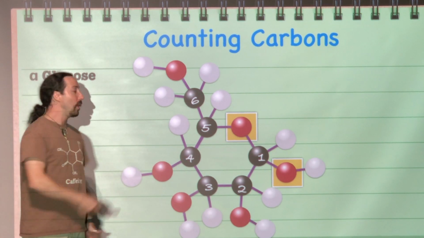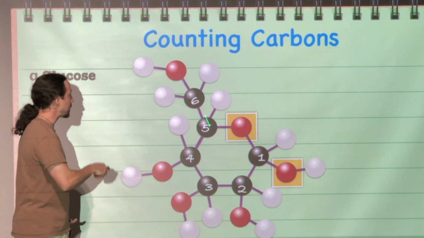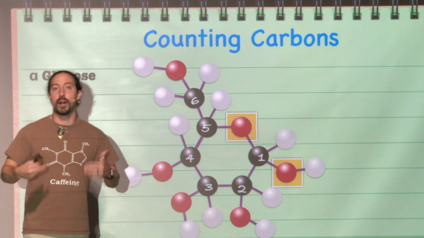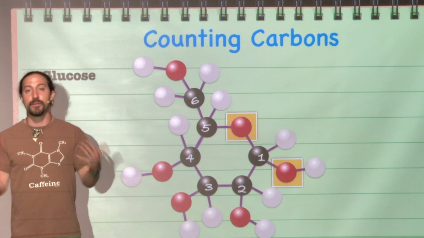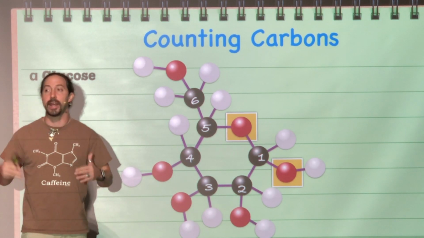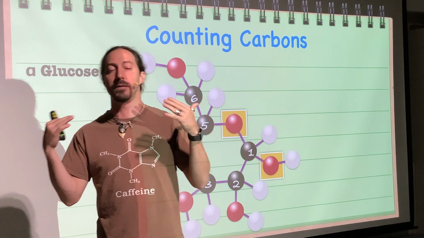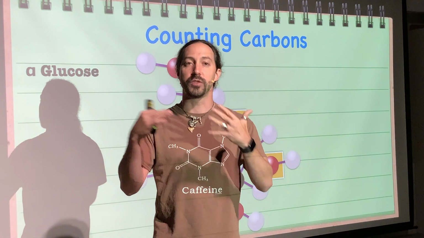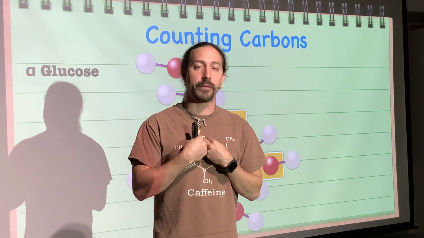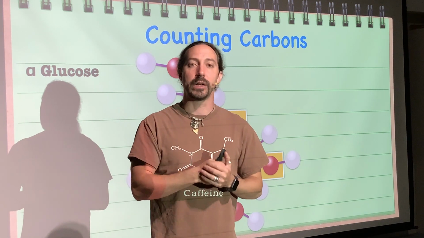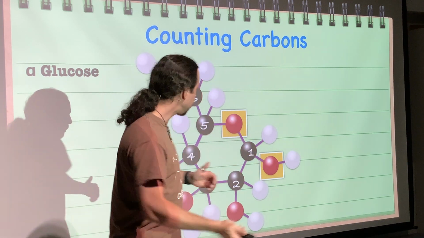But just so you know, we do count the carbons like this for every single one of our monosaccharides. It's very traditional. This is a very standard practice on how we determine which carbon is which. So that way, when I identify a carbon, you understand exactly which carbon I'm talking about.